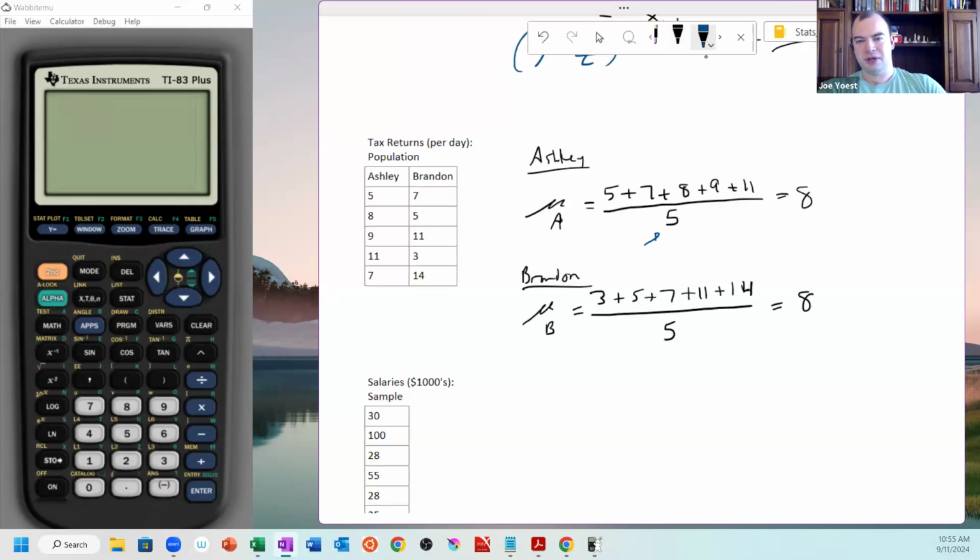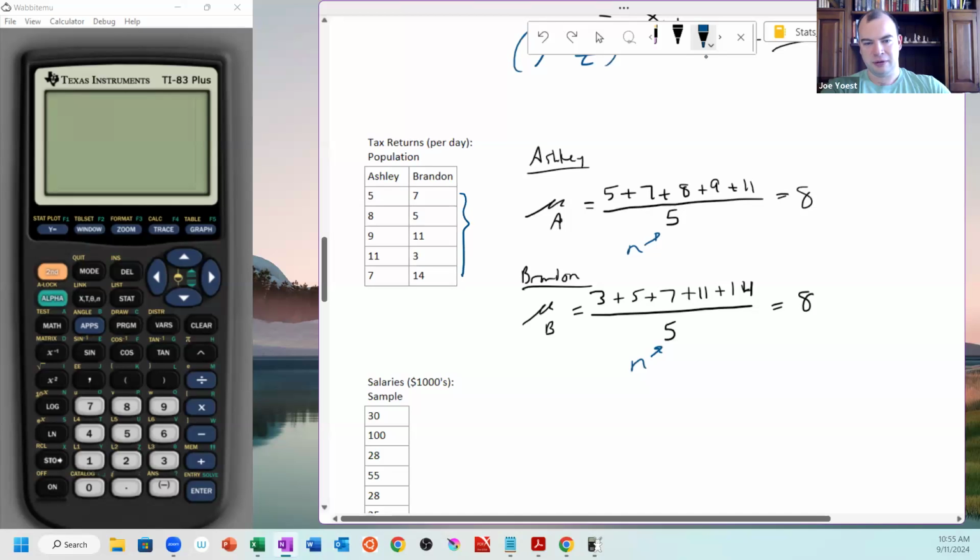So the 5 came from n, the size of our data set. Each of them had 5 data points in their population. And we see that both of them have a mean of 8. So Brandon has some kind of really good days, but also really bad days, and that kind of balances out. Ashley is more consistent. She never really has a really good day, but she also never really has a really bad day.